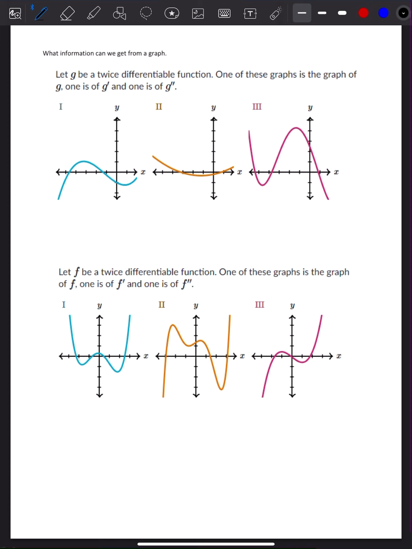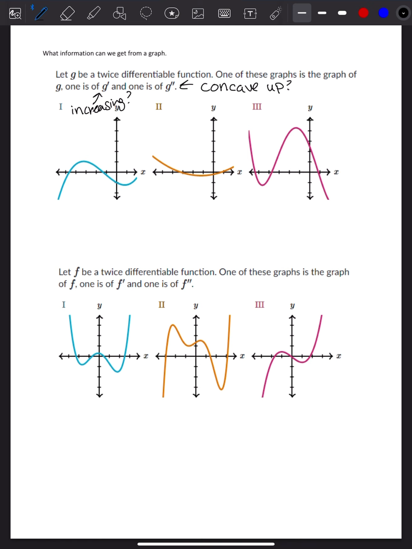So the things that we need to talk about when we look at these graphs is what do these graphs represent? G is our original function, so this is going to be the thing that's being described by these other two graphs. G prime of x is going to be describing when we are increasing versus decreasing. And G double prime is going to describe when we are concave up or down. As we look through these different things, we need to look at what those things are telling us.